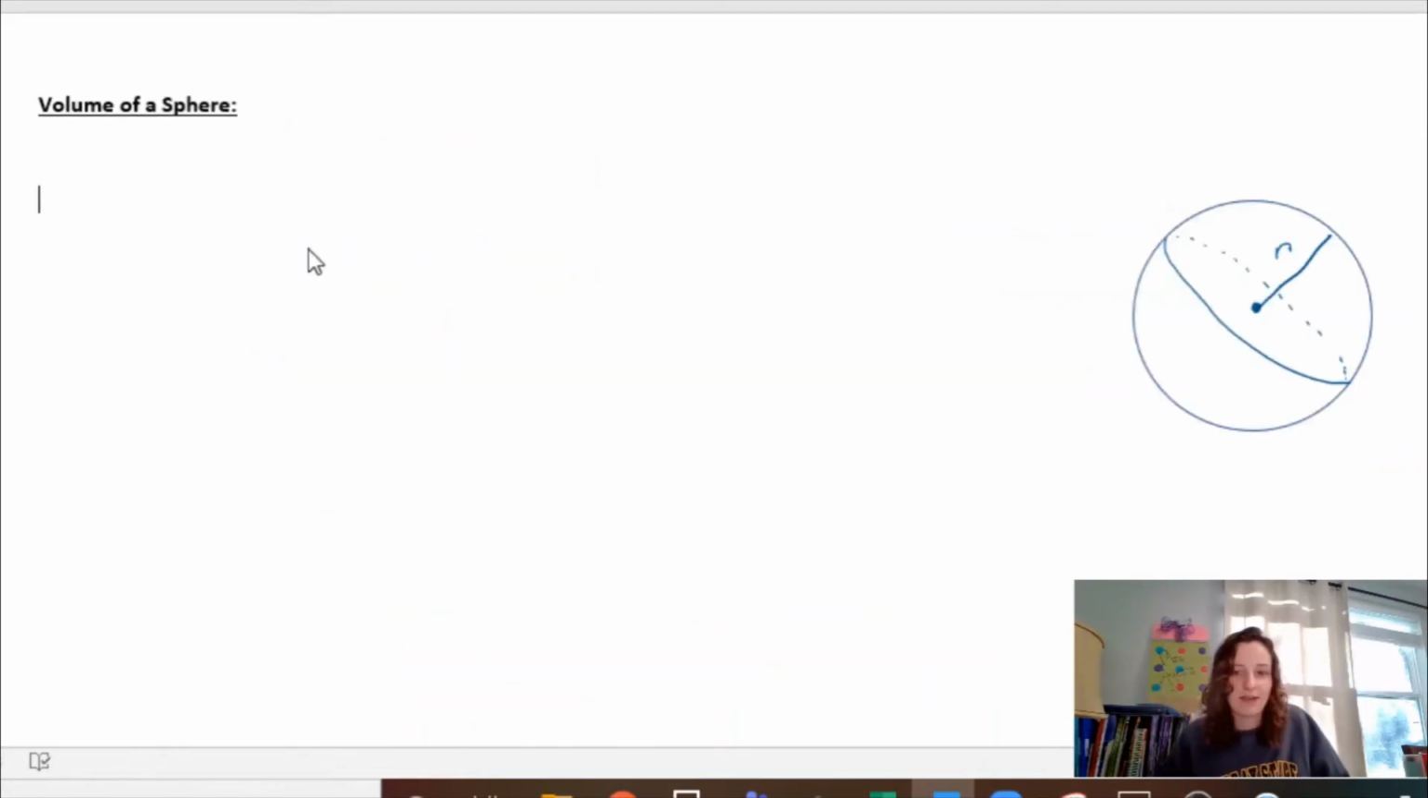Okay. Now I have a sphere here drawn for you. Okay, this here is a sphere. Kind of looks like a globe. And so the volume of a sphere is equal to 4/3 times pi r cubed. Notice here that this radius, r, still stands for the radius, but here we're going to cube it when we're talking about a sphere. Okay, so let's do an example of that.